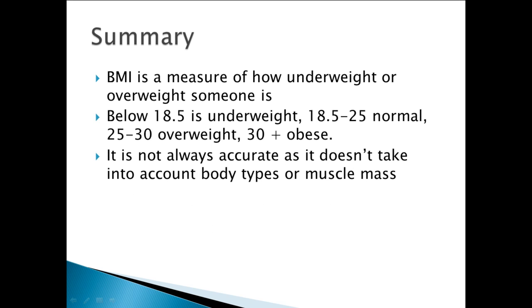And so, in summary, BMI is a measure of how underweight or overweight somebody is. It's measured by taking their weight and dividing it by the height squared. A value of below 18.5 is considered underweight, from 18.5 to 25 is considered normal, 25 to 30 is overweight, and 30 plus is obese. There's actually some extra categories on top that obese is divided into, but we won't look at those today. And effectively, it's not always necessarily the best method to measure whether someone's underweight or overweight, particularly if they're a sportsman, because it doesn't take into account different types of body type or muscle mass.